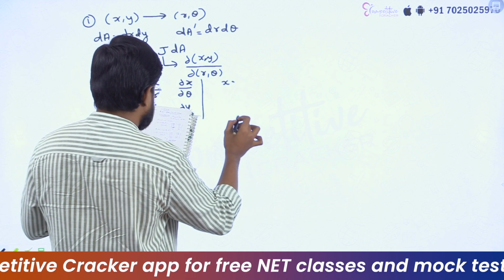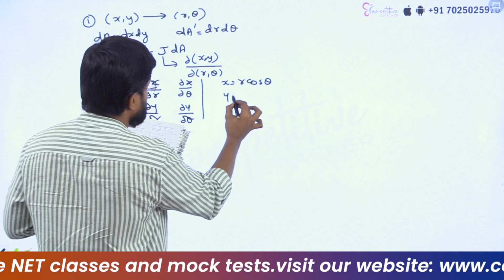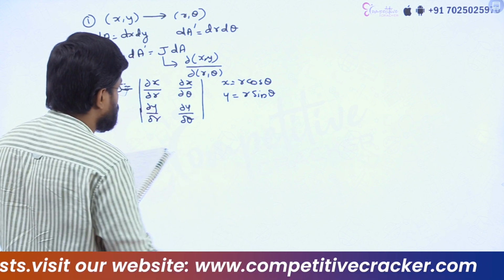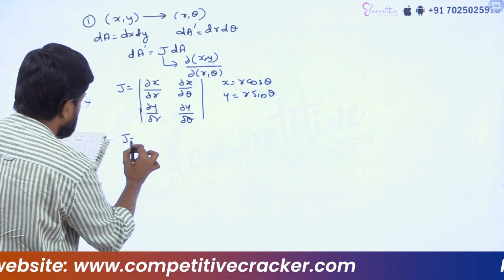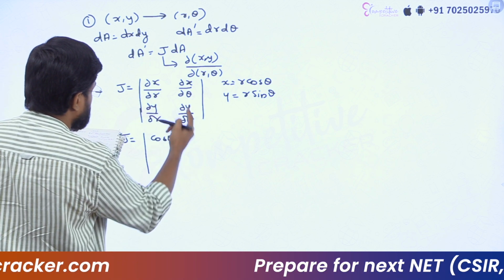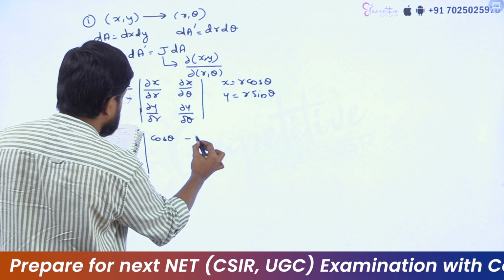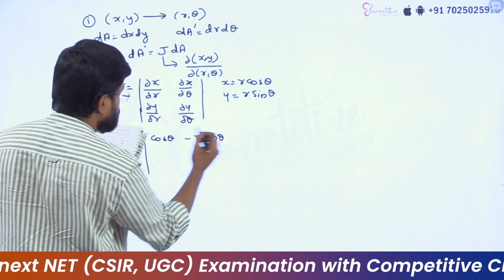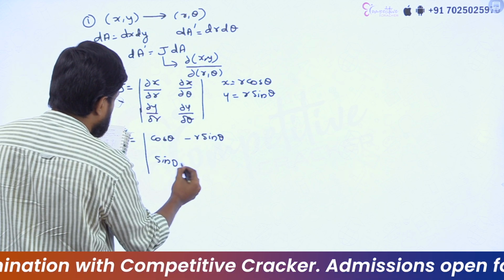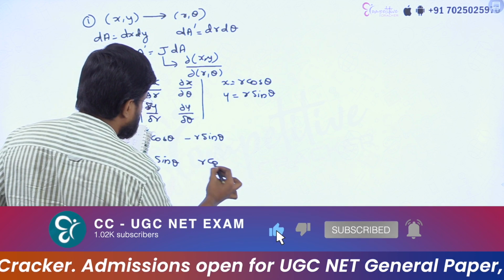x is equal to r cos theta, and y is equal to r sin theta, right? So to find J, ∂x/∂r is cos theta, and ∂x/∂theta is minus r sin theta, right? And ∂y/∂r is sin theta, and ∂y/∂theta is r cos theta.